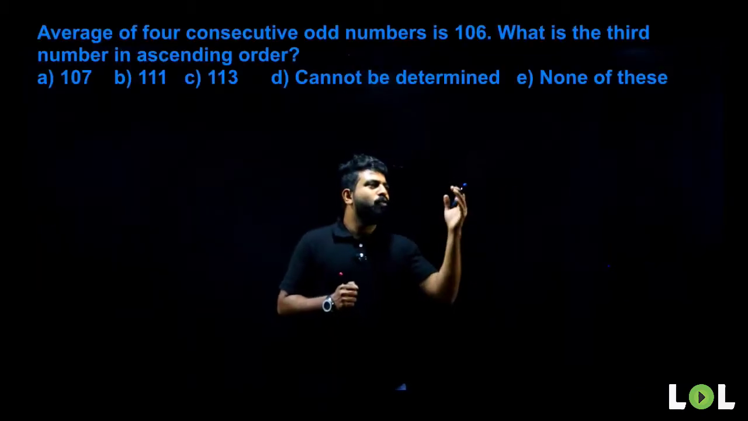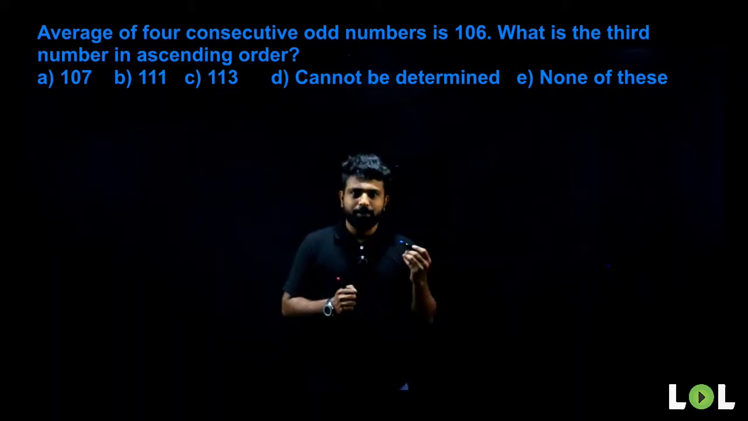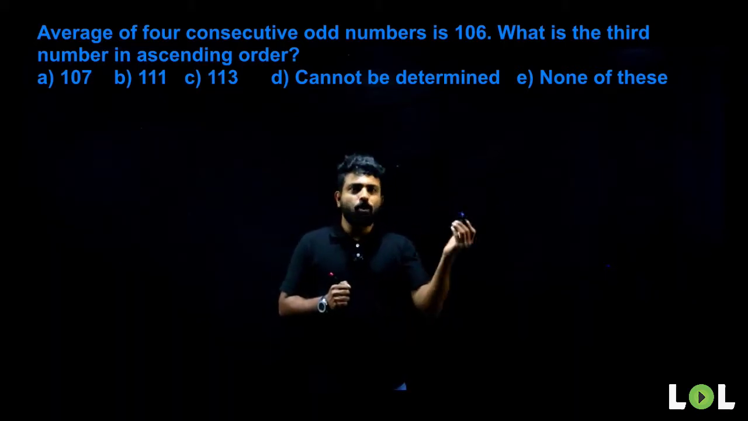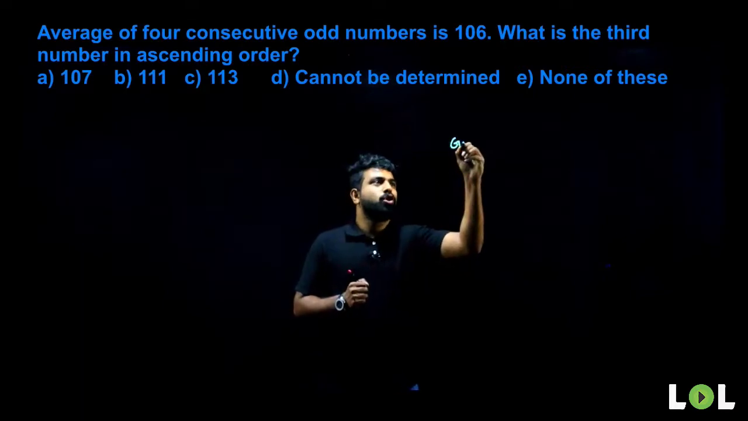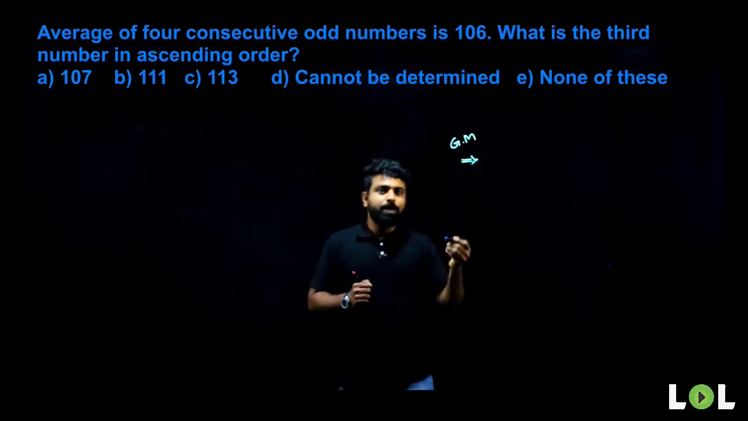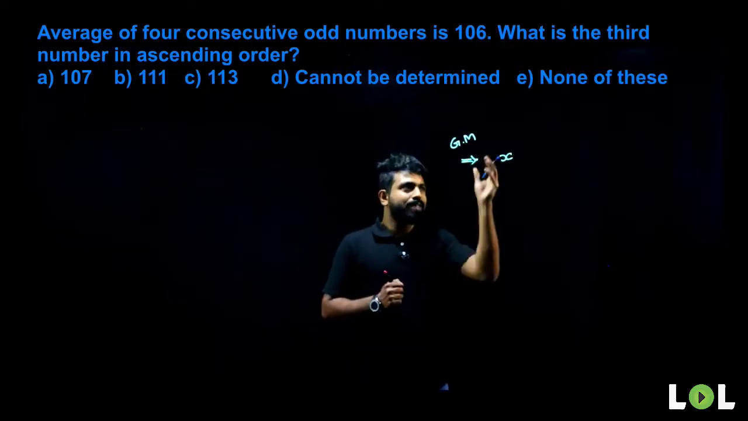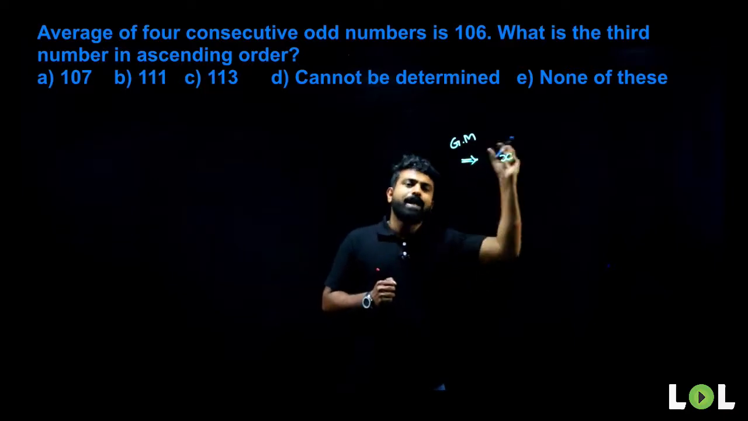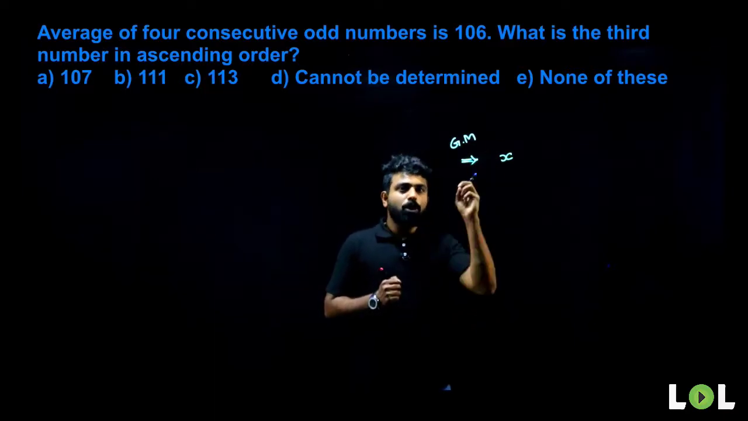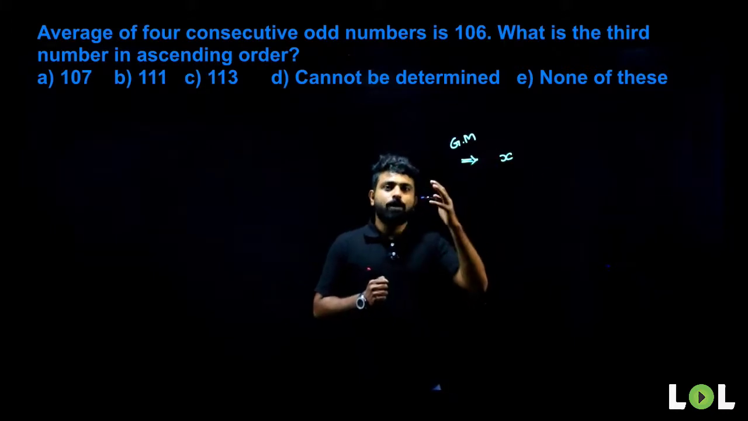Let us take up a first example. The average of 4 consecutive odd numbers is 106. What is the third number in ascending order? So now let us quickly use the formula or the general method and solve it. First let me assume my first number to be x. If my first odd number is 3, what will be my next odd number? Next odd number will be 5.